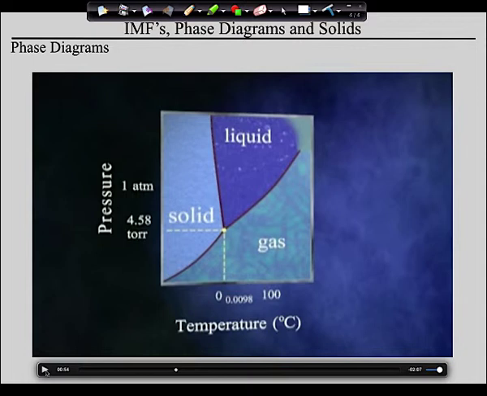But look at the pressure. That is not atmospheres. That's 4.58 torr. What is 1 atmosphere of pressure in torr? 760. So guys, that is really stinking close to a perfect vacuum. But at these conditions, water is at its triple point. What would that look like?